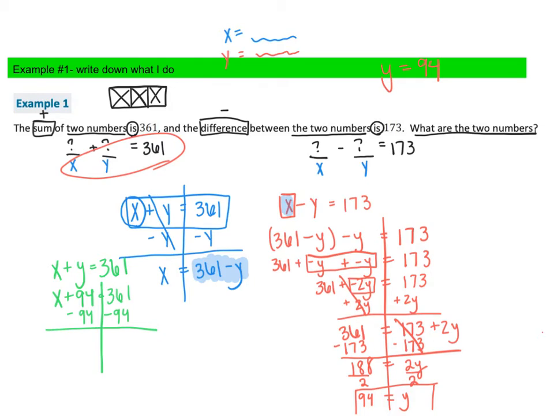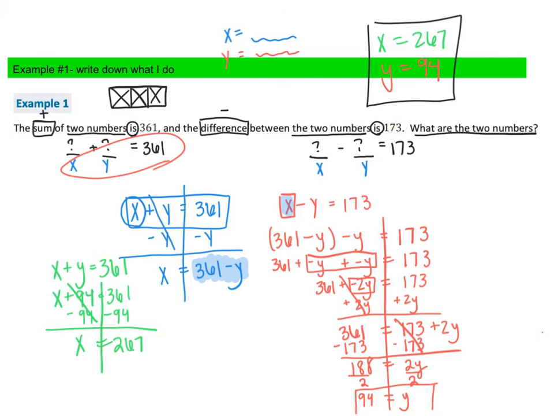So 361 minus 94 in my calculator comes out to be 267. Okay, so I have my x and my y. I could quickly check this if I wanted to. If I add these both up, do they equal 361? They do. Checked in my calculator.